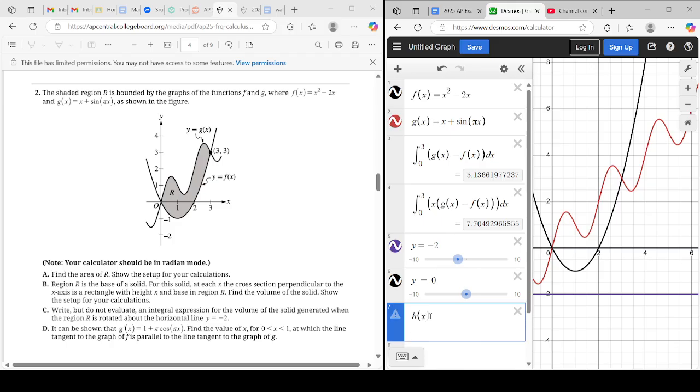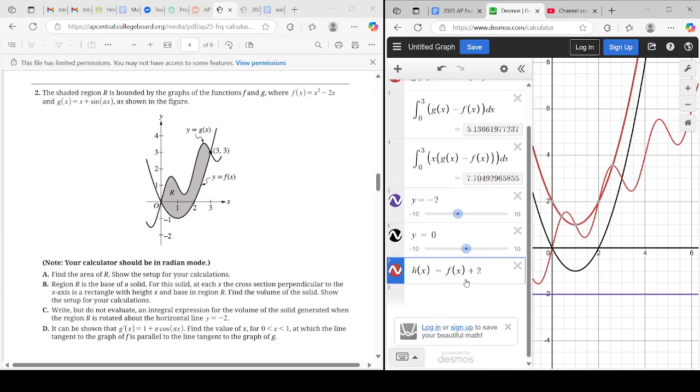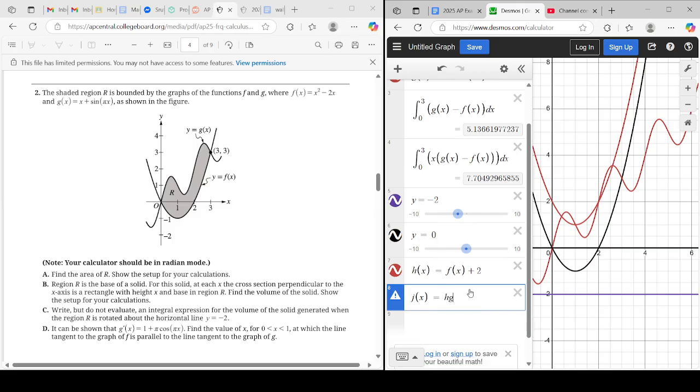Here's h of x equals f of x plus 2, and j of x equals g of x plus 2. This is just to visualize things. So this will be your new transformed region, and you're going to revolve this around what's now the x-axis, which makes things easier. So how are you going to plug all this in? Remember, you're going to use the washer method.